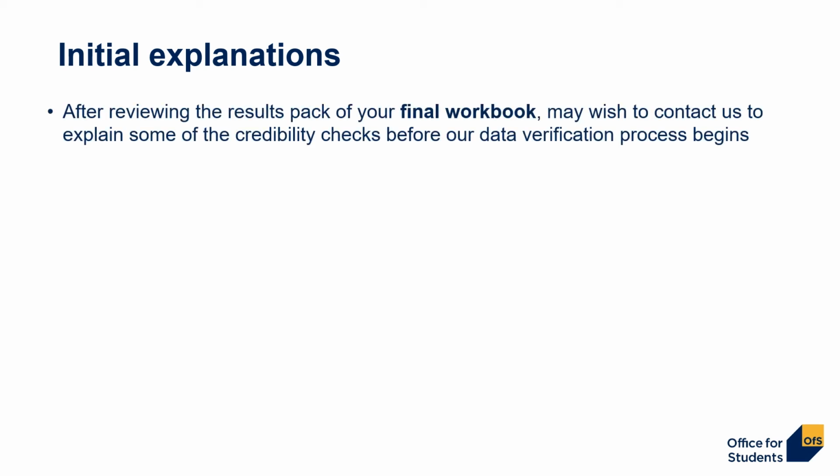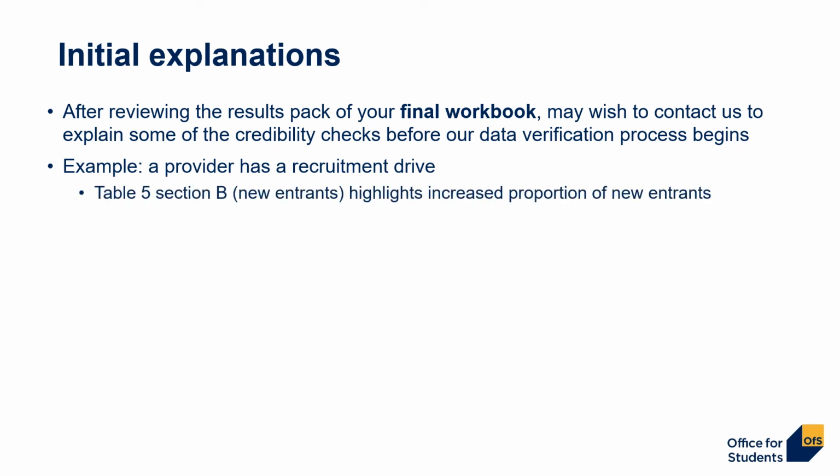I've mentioned initial explanations a couple of times now, so let me describe them more fully. They are preemptive responses to data verification queries that you can email to us once you've made your final workbook submission. A quick example might be a provider planning to take an extra intake of students in January. The resulting increase in the number of new entrants on Table 5 may trigger a credibility warning. That same increase may also mean that thresholds for differences between values on various comparison tables are exceeded, resulting in one or more fields being highlighted.